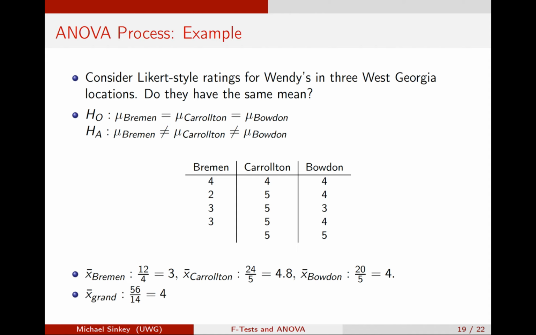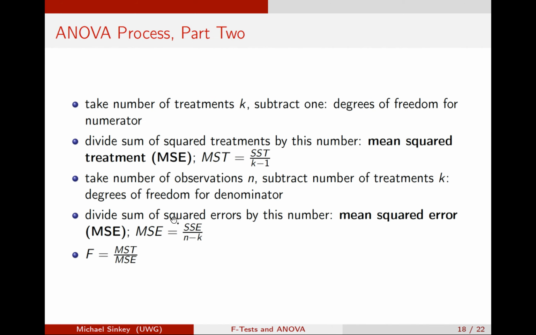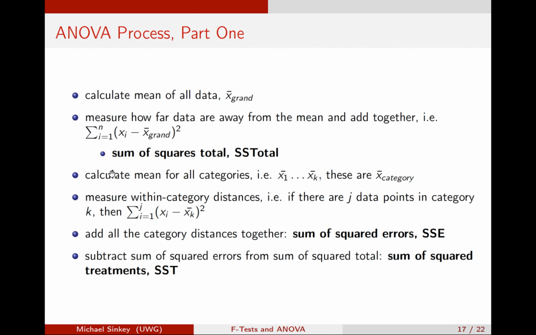What I want to point out in this example is that we actually don't need the same number of observations for Bremen, Carrollton, and Bowdoin. That is not necessary for ANOVA, just like it wasn't necessary for 2 population. Okay, so now let's start looking at the steps. In order to do these sum of squares, I need category means and overall means.